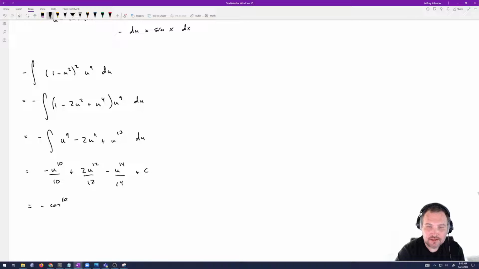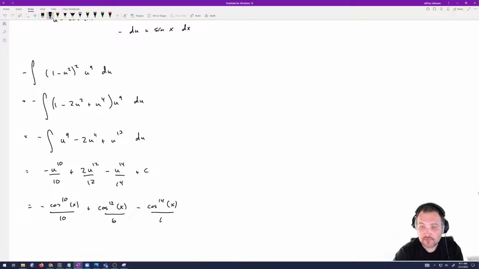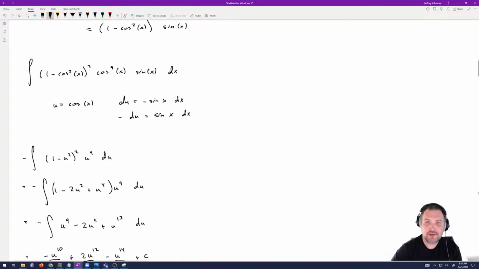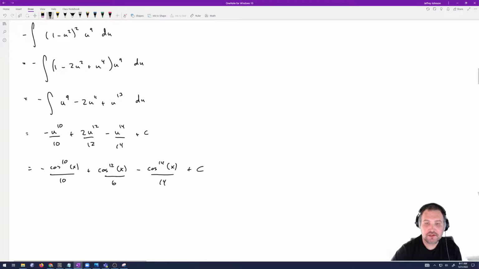Negative cosine to the 10th over 10 plus cosine to the 12th over 6 minus cosine to the 14th over 14 plus some constant of integration. Okay, so in a nutshell, that is how we can do problems where you have a power of a sine times a power of a cosine.